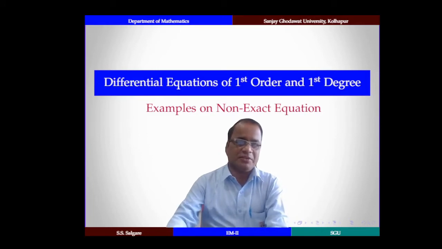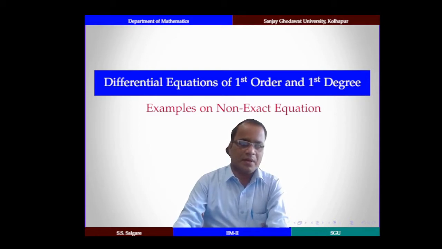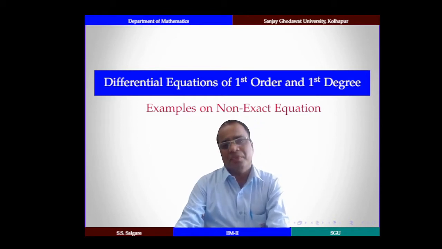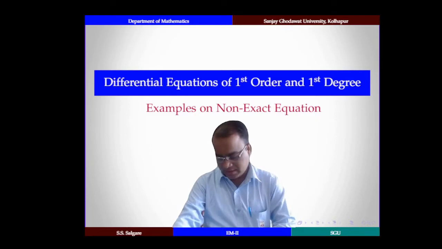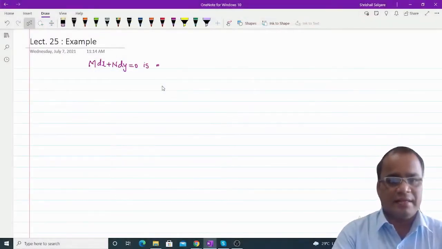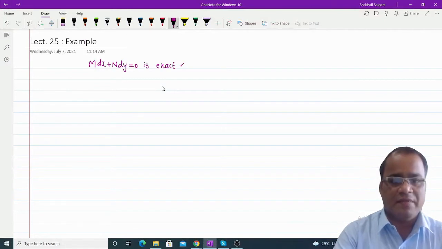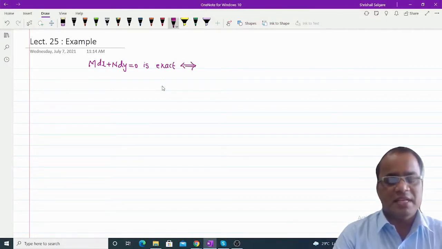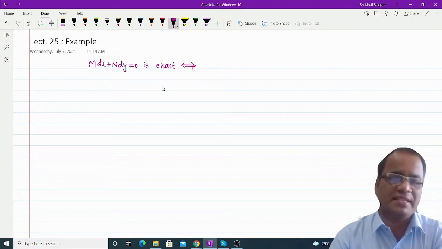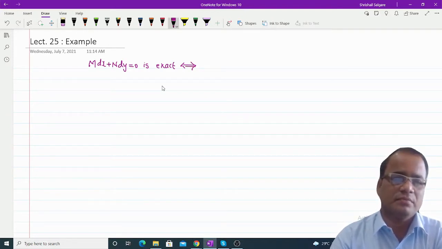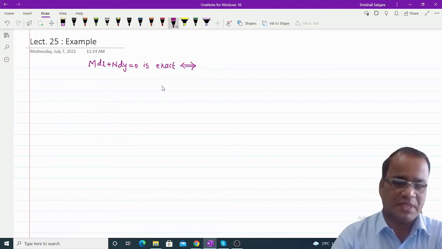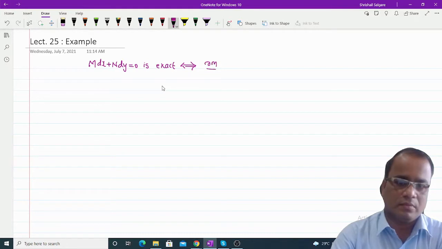Suppose you are given an equation M dx plus N dy equal to 0, and suppose I say this equation is exact if and only if, both-way implication. What is the necessary and sufficient condition for this equation to be exact? Yes, in terms of partial derivative: partial derivative of M with respect to y is equal to partial derivative of N with respect to x.